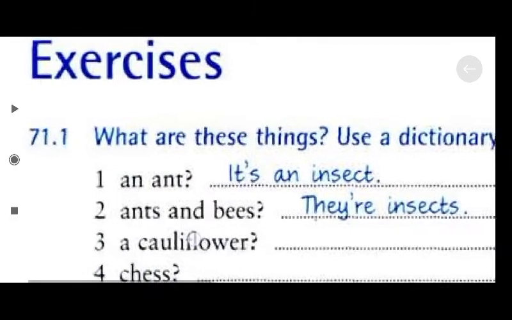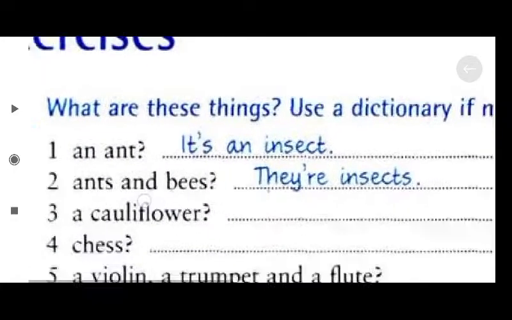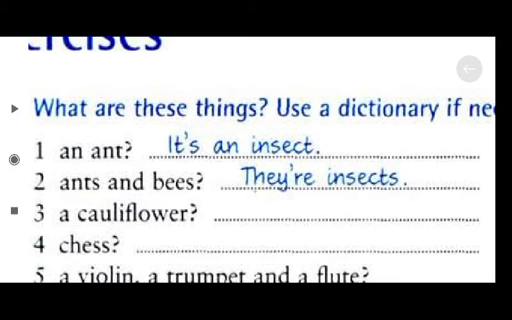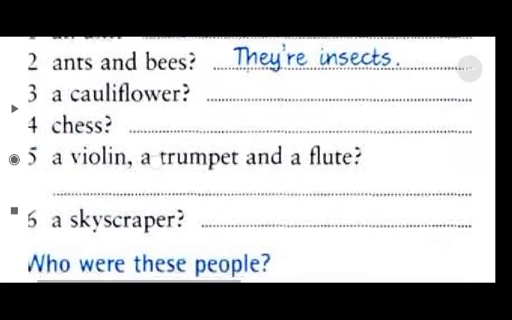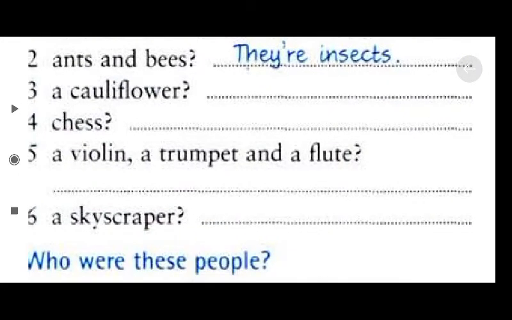An ant. It's an insect. Ants and bees are insects. Cauliflower is a plant. Chess is a game. Violin, a trumpet, and a flute. I mean, these are, of course, musical instruments. Skyscraper is a building.